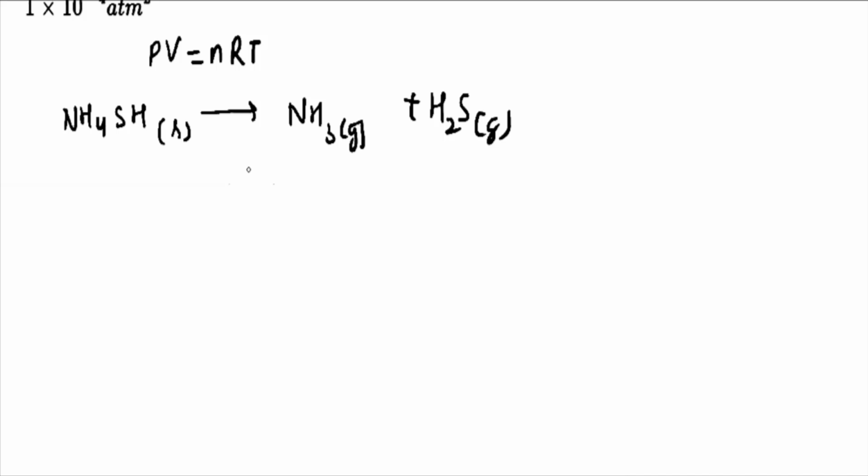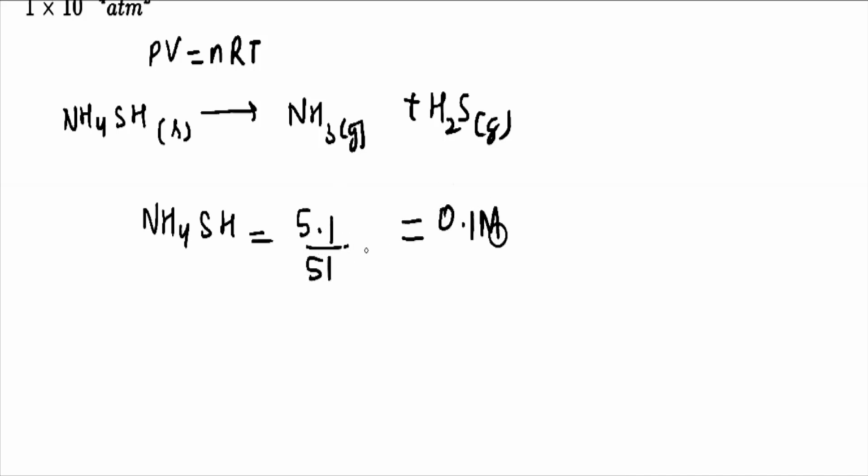Using the molar mass, we will first calculate the amount of NH4SH in terms of mole. The amount of NH4SH in terms of mole is 5.1 divided by 51, which is equal to 0.1 mole, given mass divided by molar mass. Okay. Given 30% of the initial amount has been dissociated.